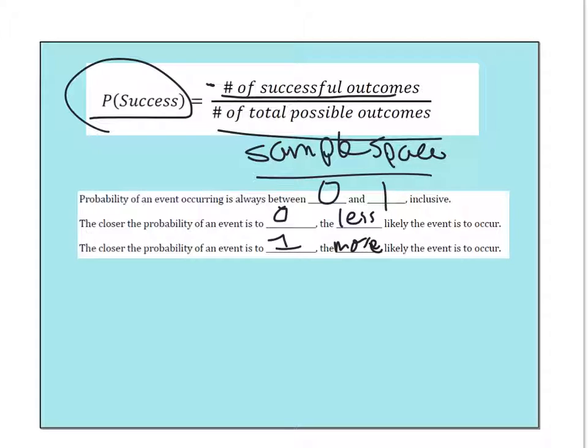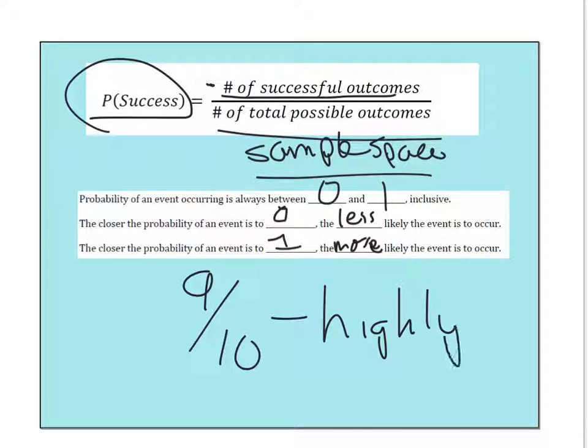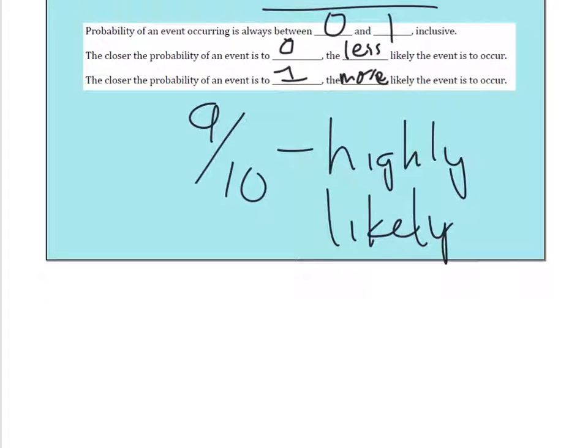Okay, so you're always going to have a fraction. So if my probability is 9 over 10, then that's going to be highly likely. And if my probability is 1 out of 12, then that's going to be unlikely.